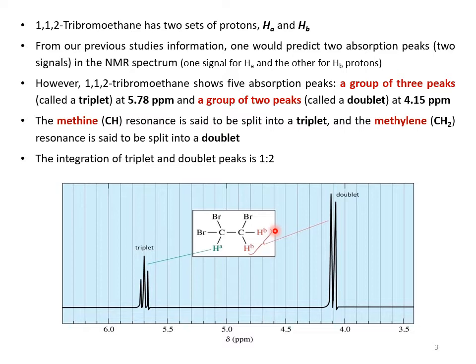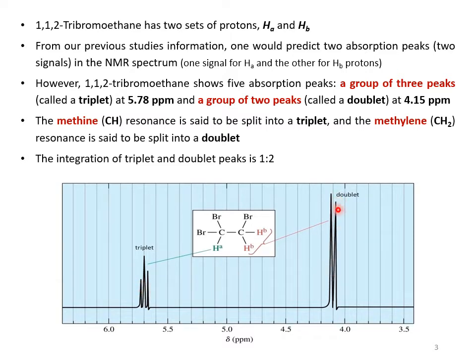So surprisingly, the NMR spectrum of 1,1,2-tribromoethane gives 5 absorption peaks. From our previous study, we would think that we will get only two signals because there are only two distinct protons. However, the NMR spectrum of 1,1,2-tribromoethane gives 5 absorption peaks, which are present in groups. So here you can see there are totally 5 signals: 1, 2, 3, 4, 5.